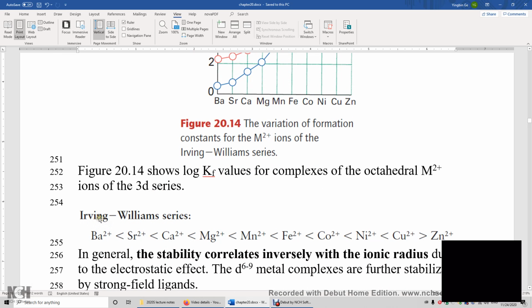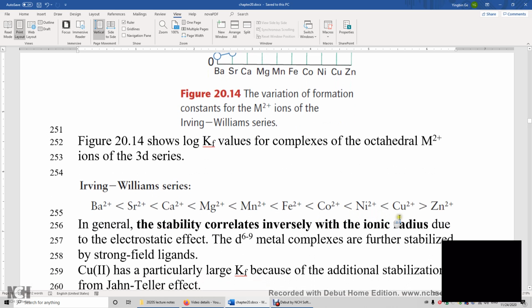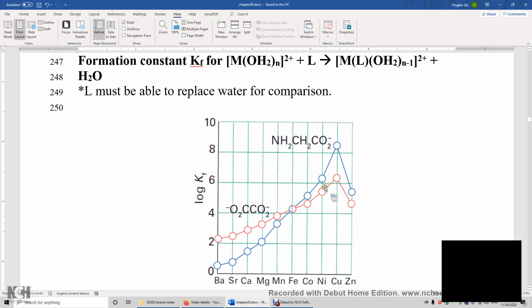This is the so-called Irving-Williams series. Barium, strontium, calcium, magnesium, manganese. This is iron, cobalt, nickel, copper, and zinc. So from barium to copper, it keeps going up because the ionic radius decreases from left to right. And especially for this copper 2+, you can see it increases sharply from 6 to 8.